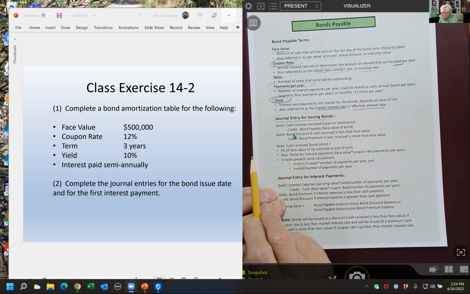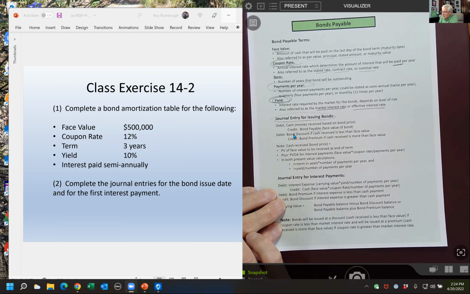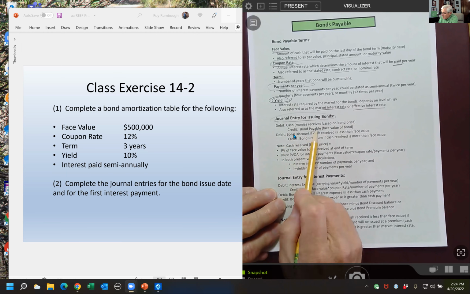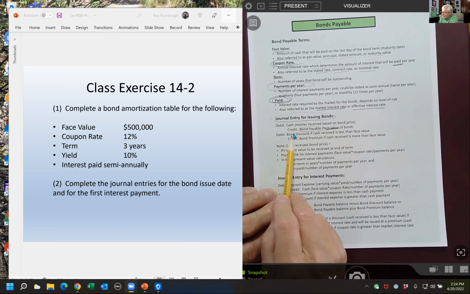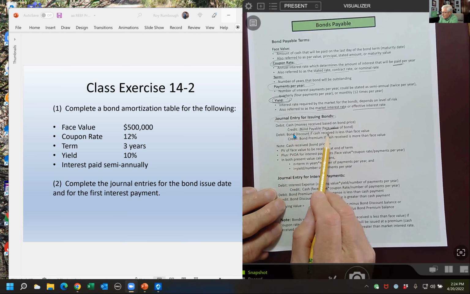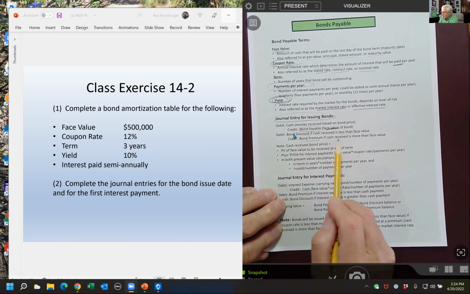So the journal entry for issuing a bond, we're just going to debit cash and credit the bond payable account. And that bond payable account will always reflect the face value of the bond. Now, we will also have to debit a bond discount if the cash received is less than the face value, or credit a bond premium account.